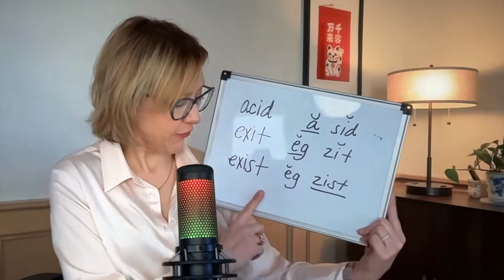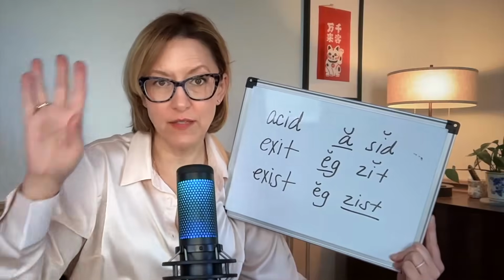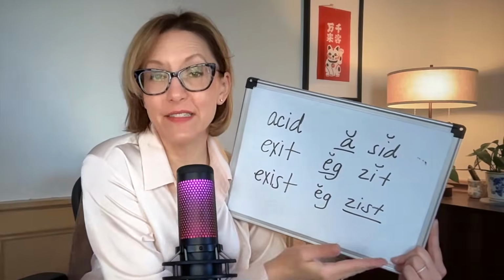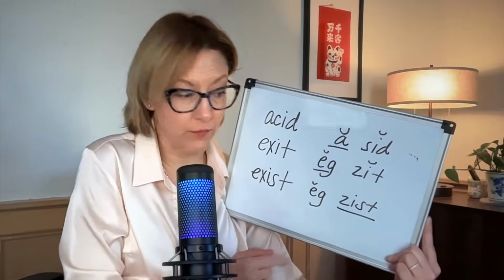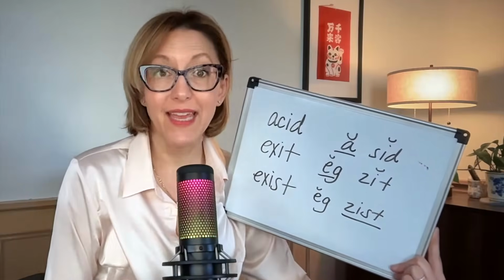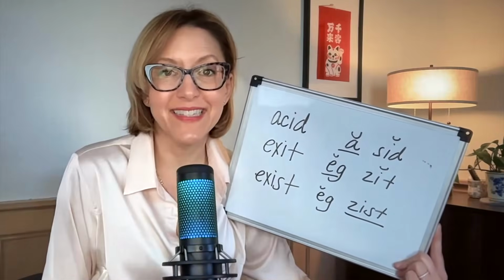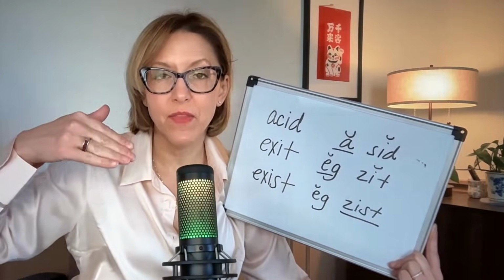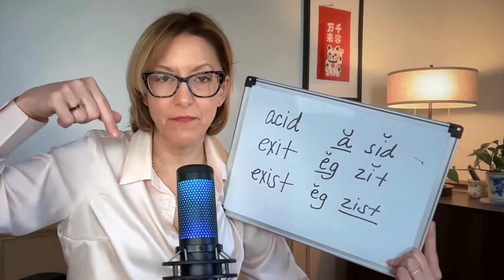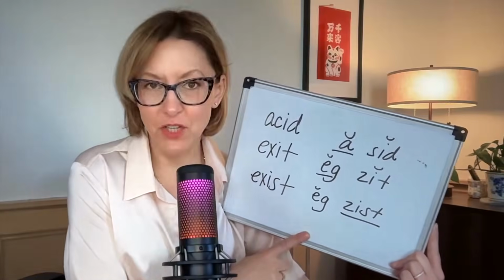Okay. Now for exist, we are going to change the syllable stress. We are going to stress syllable number 2. Exit, we're stressing syllable number 1. Exist, we are stressing syllable number 2. Again, we're going to start with egg, and then we're going to move to the zist. Here, we need to have an S before we have that T. So to say that S, keep the air moving, not touching the teeth, and then touch the teeth for that T and pull it down. St, st, st. Awesome.